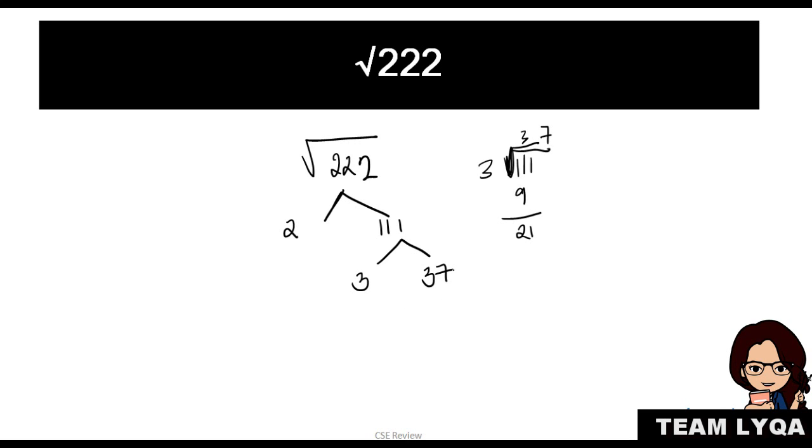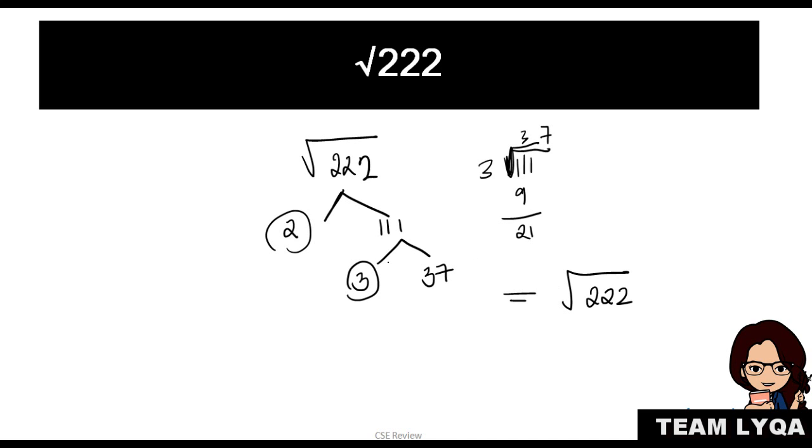The next question is, may pwede pa ba akong i-divide or i-multiply sa 7? Pwede ba siya sa 1, 2, 3, 4, 5, 6? Hindi. 7? Hindi rin. 8? Hindi. 9? Hindi. 10? Hindi rin. 11? Wala na. So, ibig sabihin nun, itong square root of 2, 2, 2, since wala na tayo mahanap na kapares, 2, 3, and 37, the answer would still be square root of 2, 2, 2.